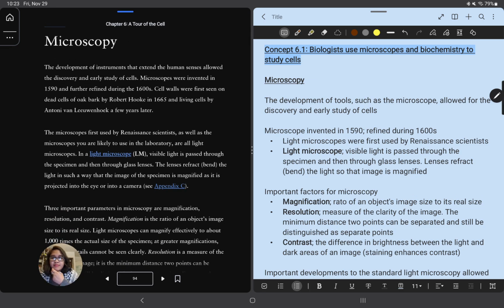Microscopy. The development of instruments that extend the human senses allowed the discovery and early study of cells. Microscopes were invented in 1590 and further refined during the 1600s. Cell walls were first seen on dead cells of oak bark by Robert Hooke in 1665 and living cells by Antony van Leeuwenhoek a few years later.